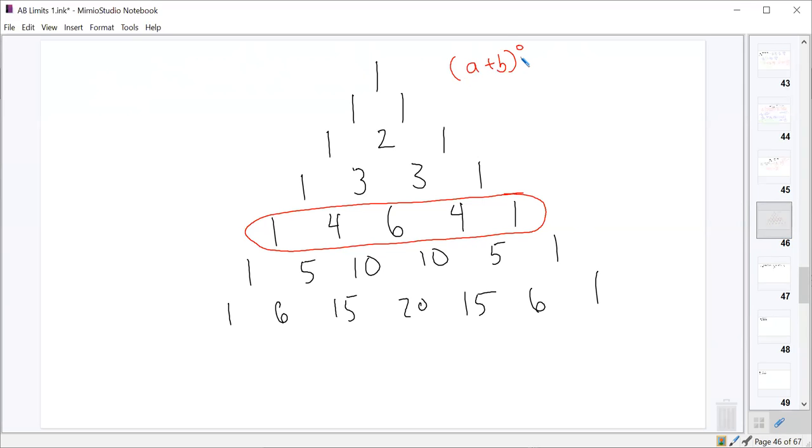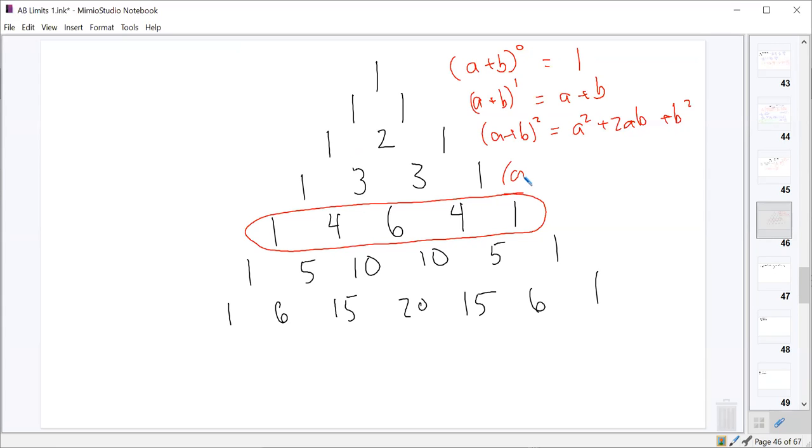But what's a plus b to the 0 power? It's just 1, right? And what's a plus b to the 1st power? Well, it's just a plus b. The coefficient is a 1. The coefficients on both the a and the b are 1s. What about a plus b squared? Well, it's a squared plus 2ab plus b squared. 1, 2, 1.